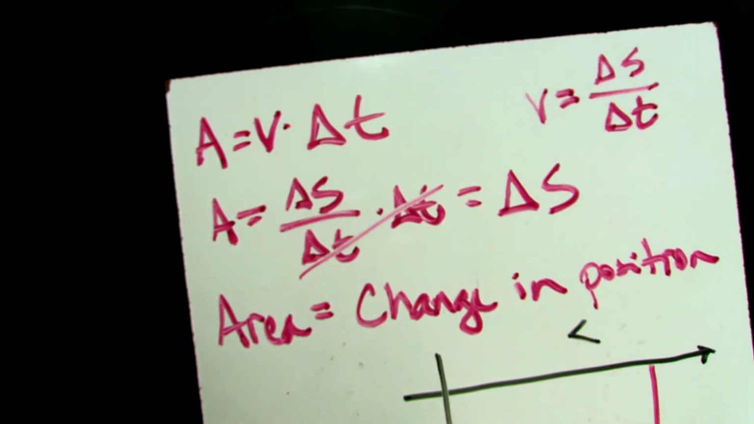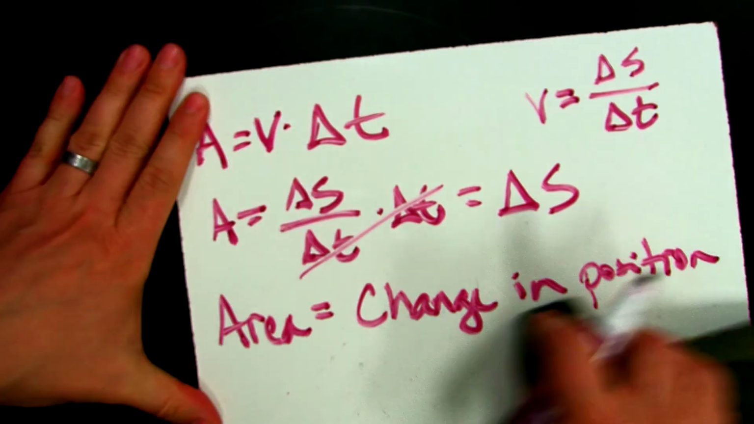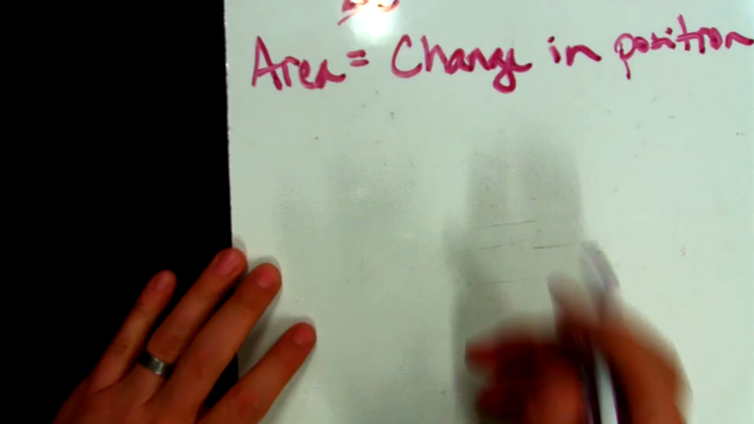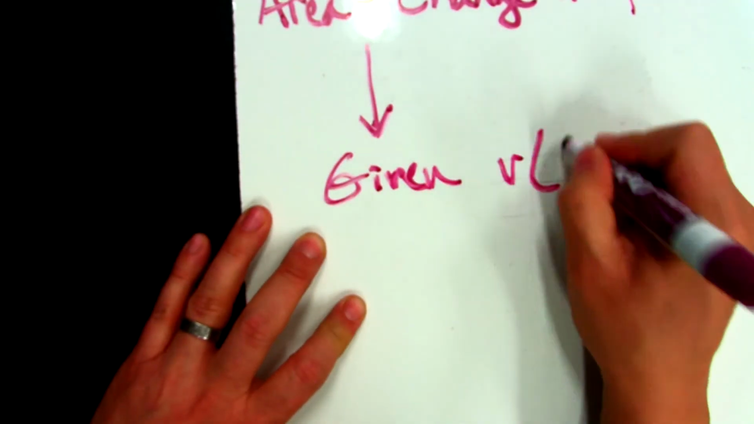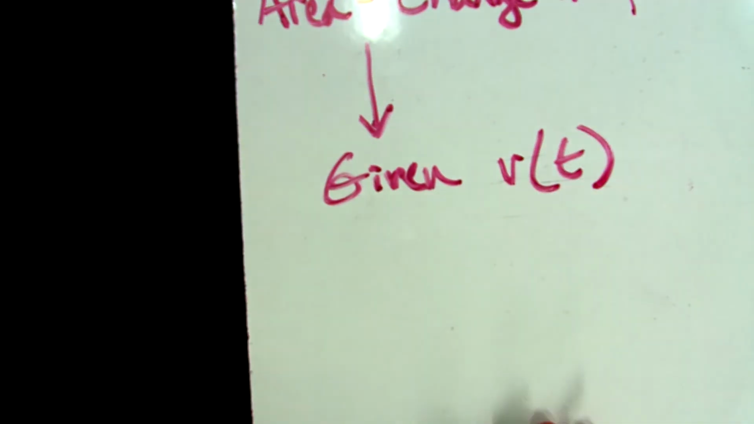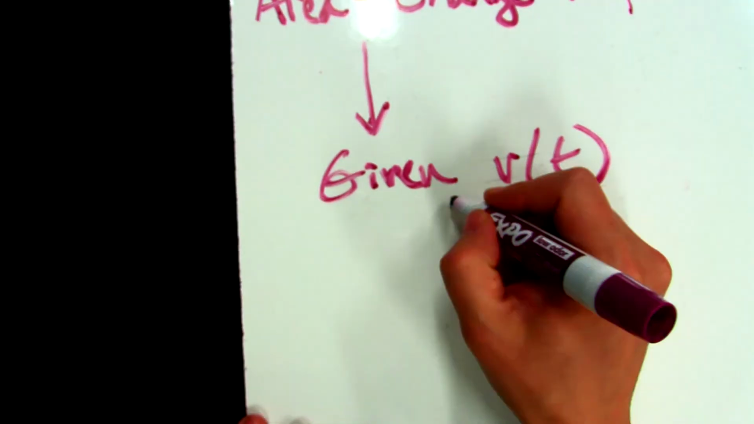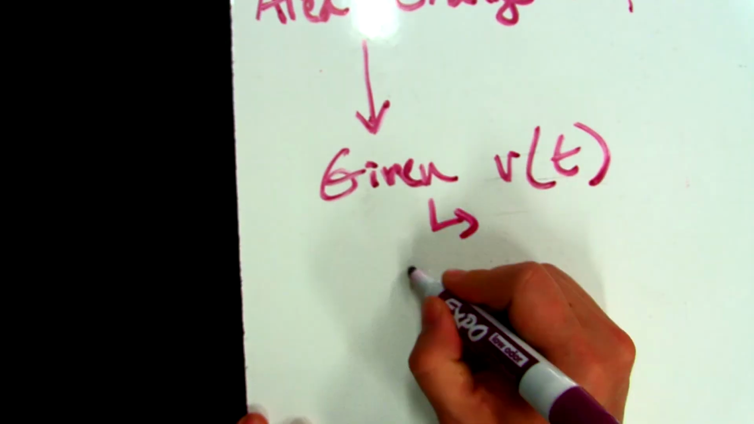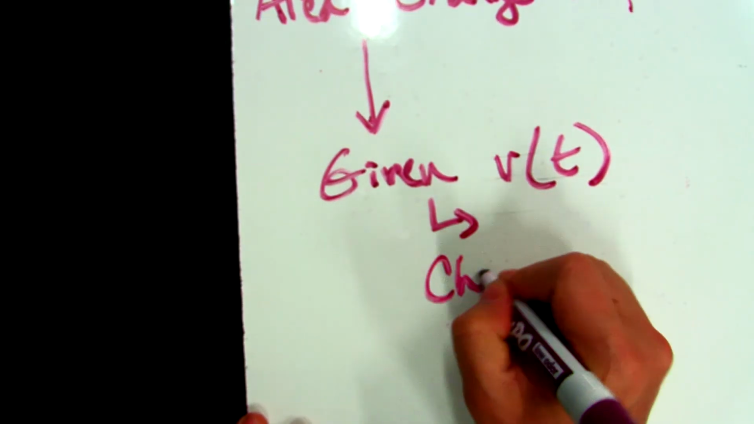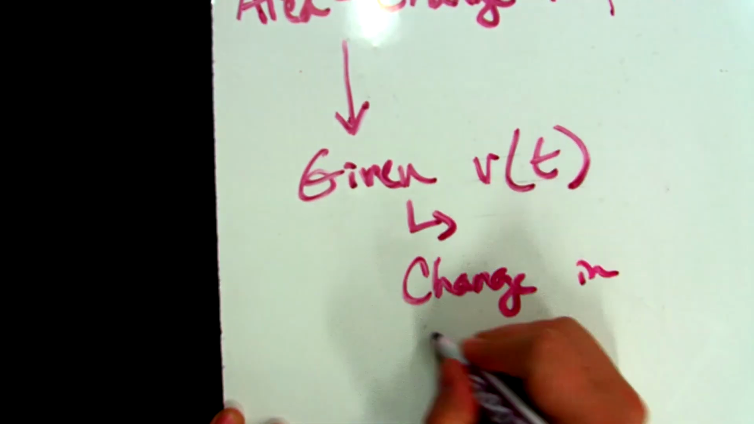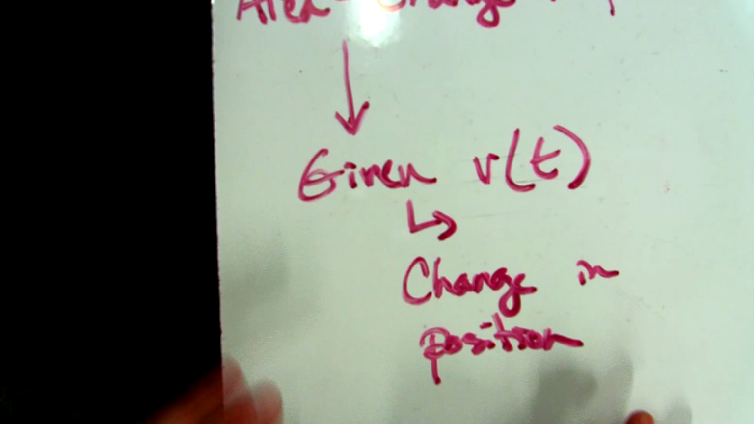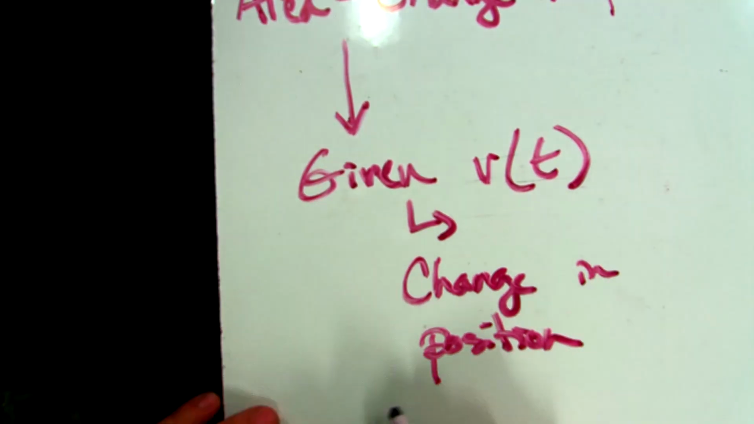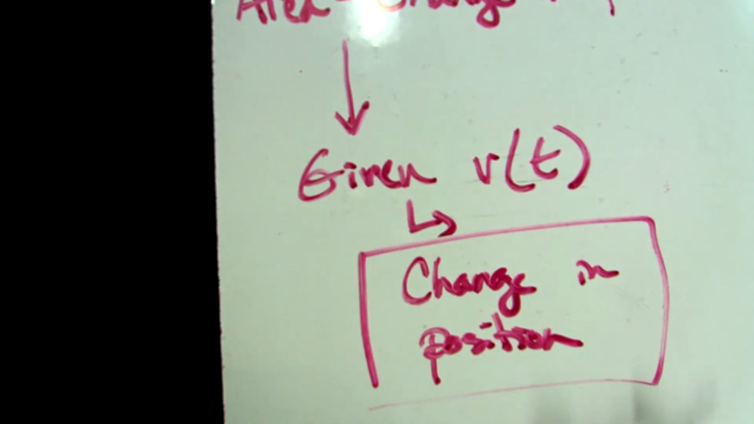So that's why we want to use this, because if we're given a velocity function v of t, and we have a way of finding that area, and we're going to talk about how we do that, we can find the change in position even if we don't have that position function. We can use the area under the curve to find the change in position, because the change in position is just going to be the area under the curve.